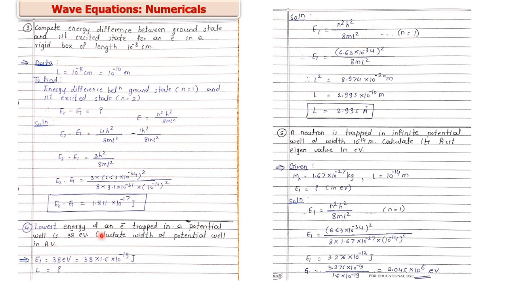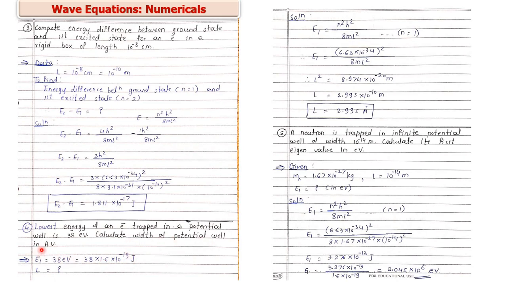Now next, lowest energy of an electron trapped in a potential well is 38 electron volt. Now what is given here? Energy is given in electron volt. But as I told you, when you use this formula, energy should be in joule. This energy should be in what? Joule. So electron volt you have to convert into joule, multiplied by what? 1.6 into 10 raised to minus 19. So this value is in joule now.